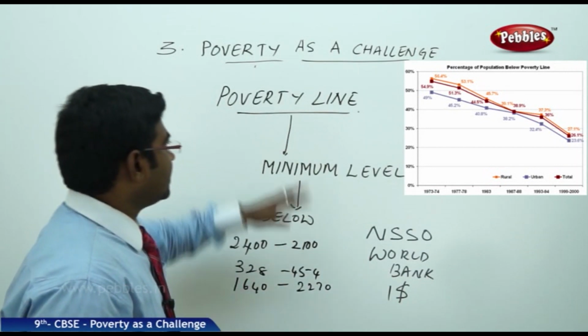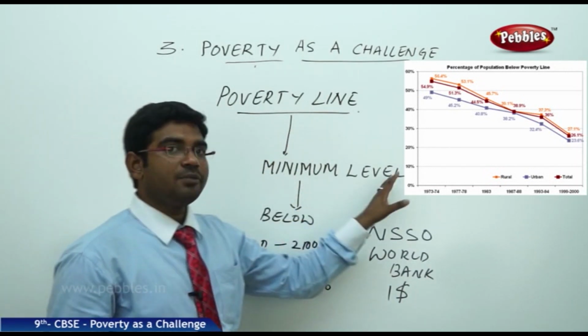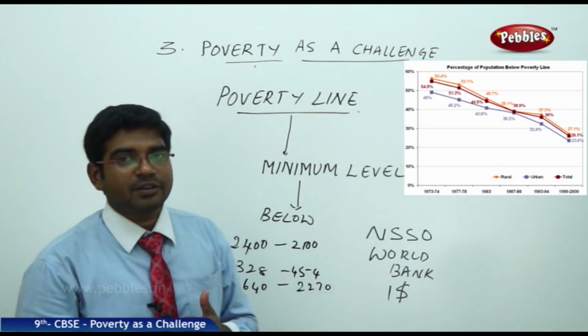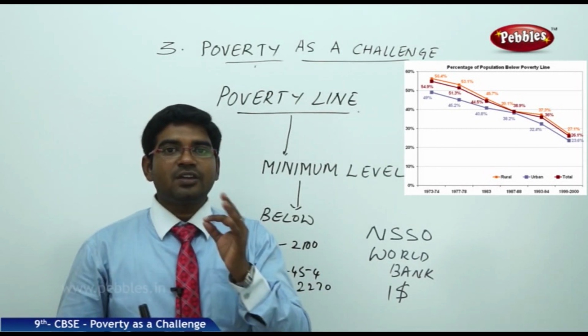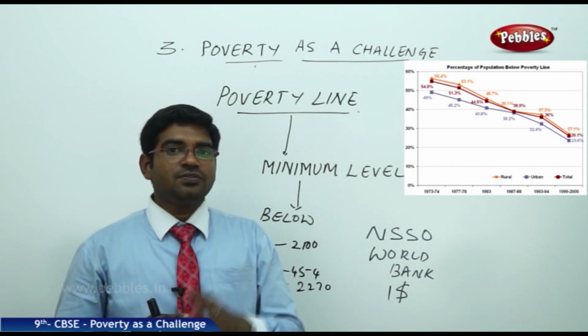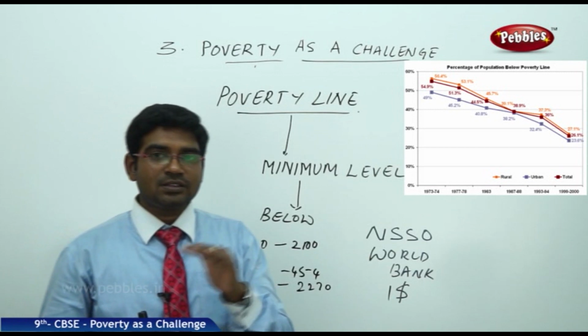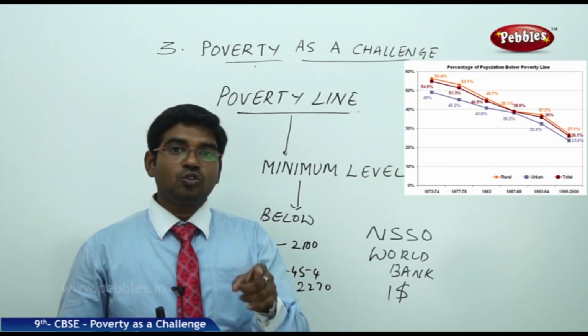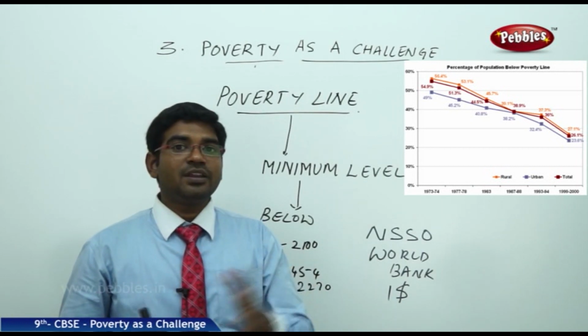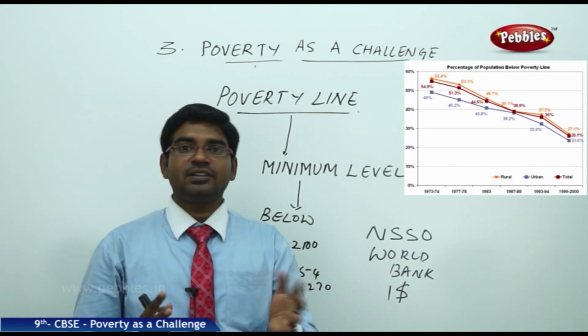Now see here, poverty line means the minimum level for every individual. Let us take India: if you have a car, it is considered a luxury. In the United States, if you own a car, you are just a normal person. If you don't own a car, you are a poor person. So that kind of variation is still present between countries.